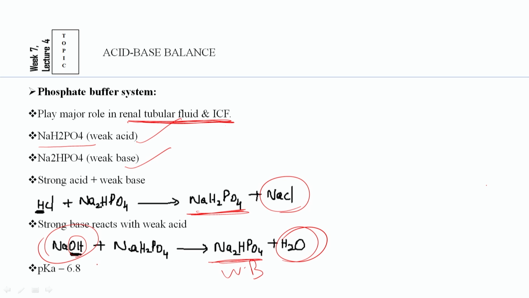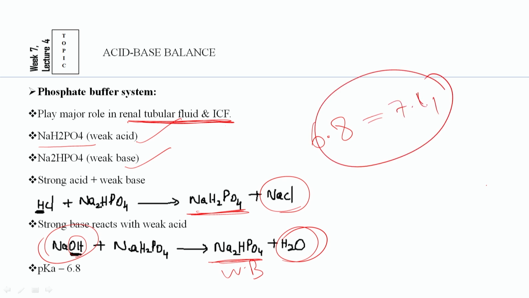Okay. What is the pK of the phosphate buffer system? It is 6.8. That means it is almost equivalent, nearing the 7.4. Before, the bicarbonate one was 6.1.